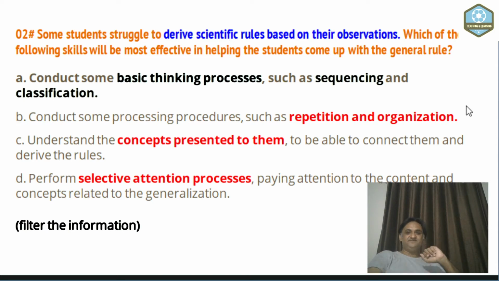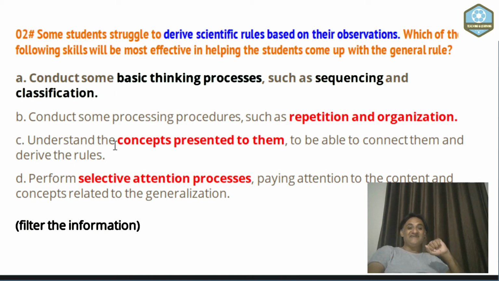Now, first thing, conduct some processing procedure such as repetition and organization. What does it mean, repetition, organization? We are talking about observation, right? If conduct some processing procedure, what procedures? Is there any mention of the procedure? This is the same thing they are asking. Some students struggle to derive scientific rules based on which of the following; the question is talking about.